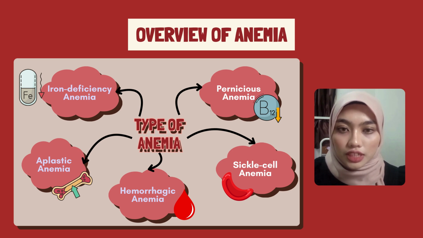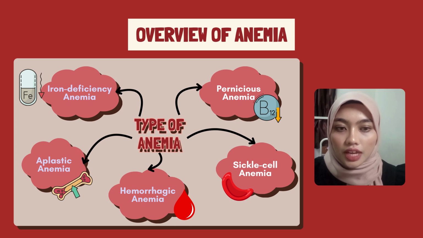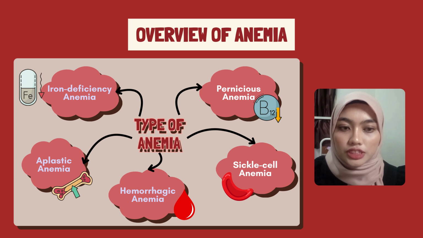Third is hemolytic anemia, caused by the premature destruction of red blood cells due to inherited condition or autoimmune reaction. Fourth is sickle cell anemia, in which red blood cells become sickle-shaped when the oxygen concentration is low. Last but not least is pernicious anemia, which results from the lack of vitamins like vitamin B12, which are needed for red blood cell production and maturation.